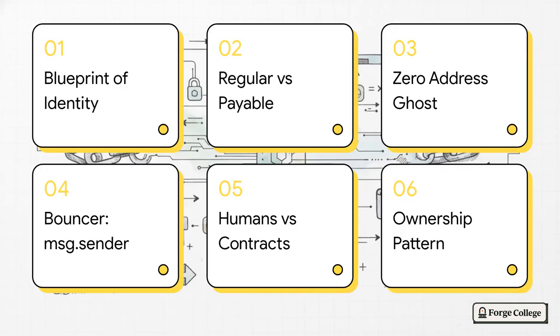Okay, here is the quick blueprint for today's explainer. We've got 6 core components. Number 1, the blueprint of identity. 2, regular versus payable. 3, the zero address ghost. 4, the bouncer, msg.sender. 5, humans versus contracts. And finally, number 6, building the ownership pattern.